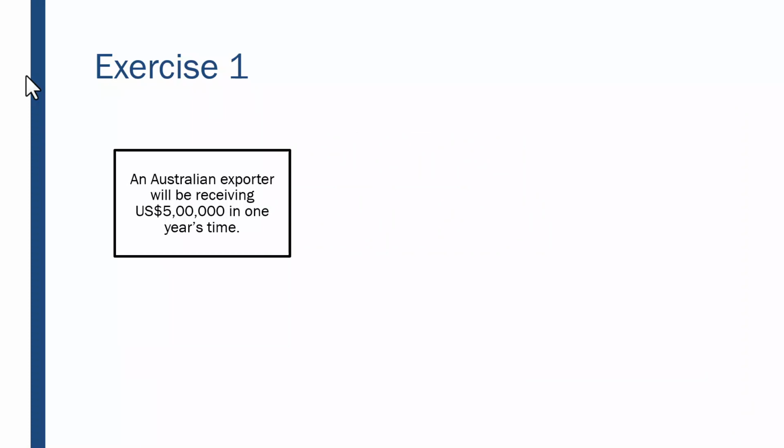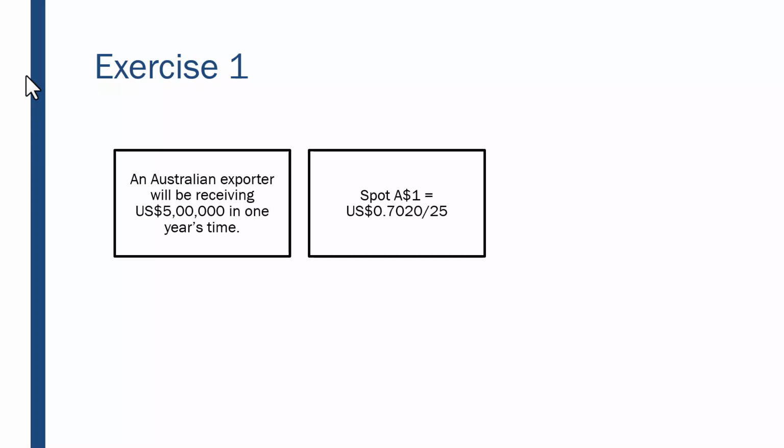The Australian exporter will be receiving $500,000 in 1 year's time. An Australian exporter will be receiving US $500,000 in 1 year's time. So he's an Australian exporter. He'll be receiving 5 lakh US dollars from his customer. But when is he going to receive it? After 1 year. The spot rate today: Australian dollar, $1 is equal to how much?